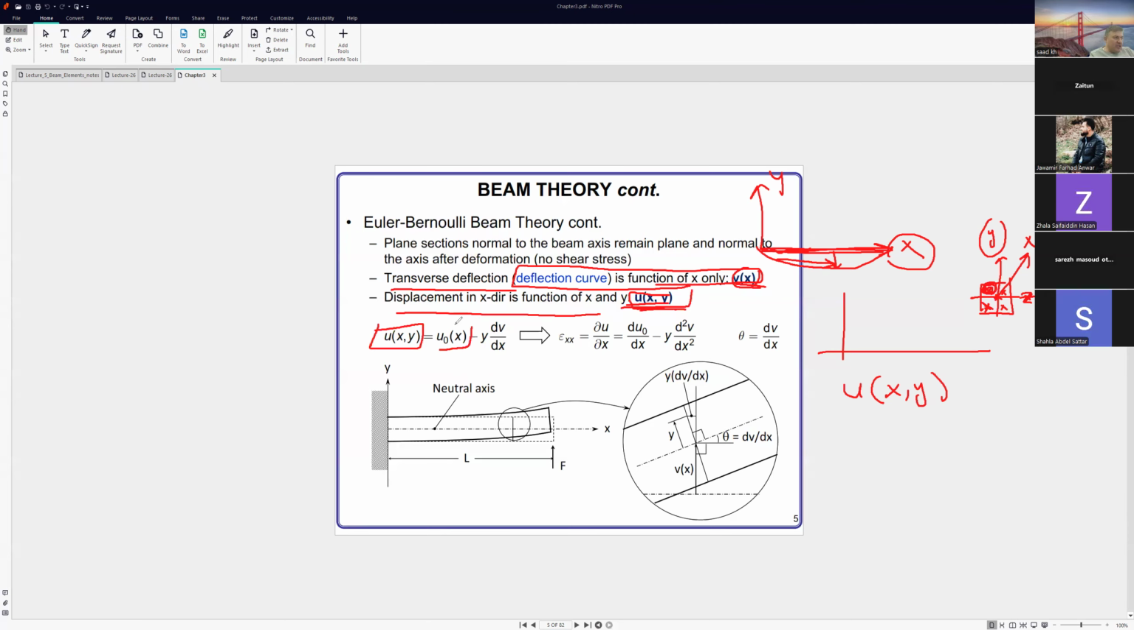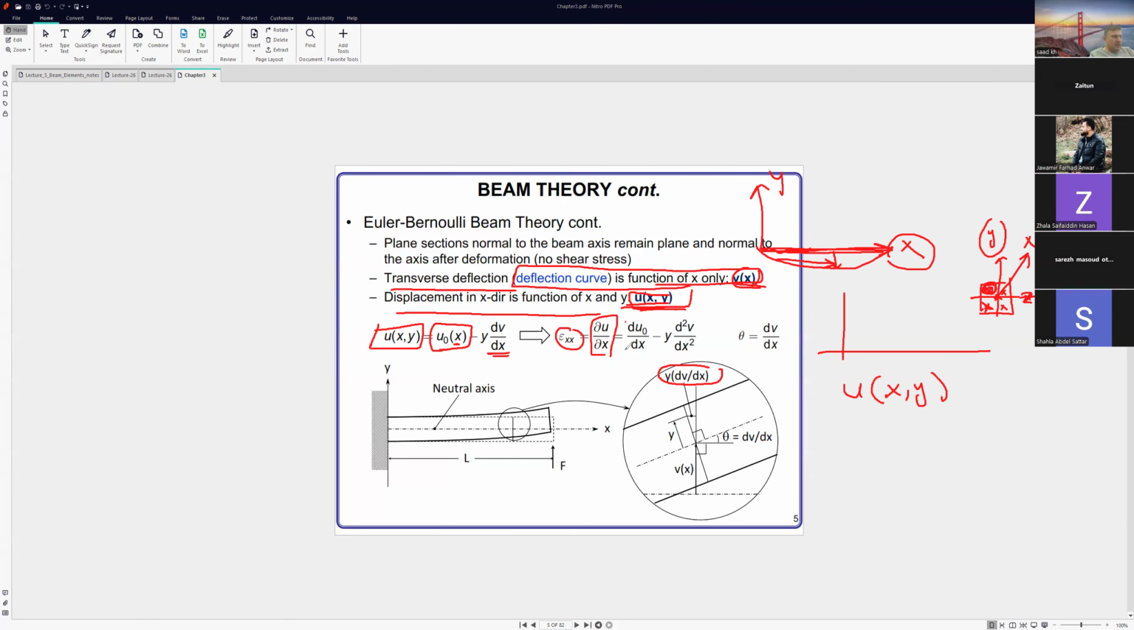Here we have the initial displacement in the direction of x, minus y times dv over dx. This means that epsilon of xx is the del u over del x. And we said in the previous lecture, what is the difference between del and d? D is used if we have just one variable, while del means we have more than one variable.